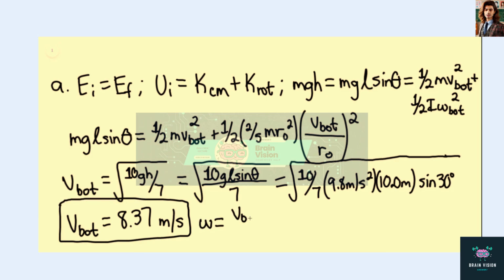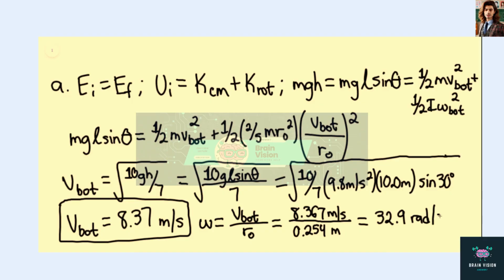And then we can say that the angular velocity equals the velocity at the bottom divided by the radius of the sphere. And we can say that this equals 8.367 meters per second divided by 0.254 meters. This equals 32.9 radians per second. This would be the angular velocity at the bottom.